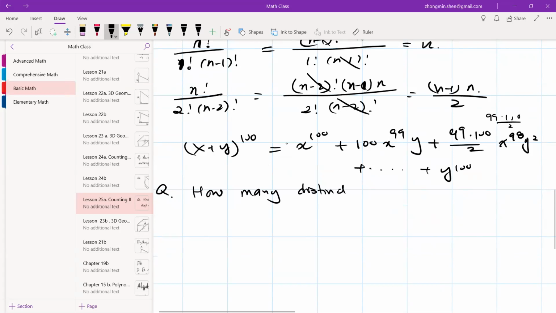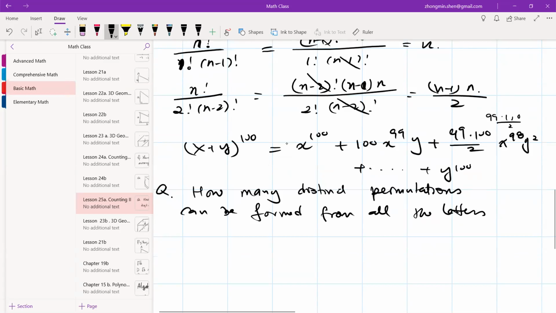How many distinct permutations can be formed from all the letters of Joshua?